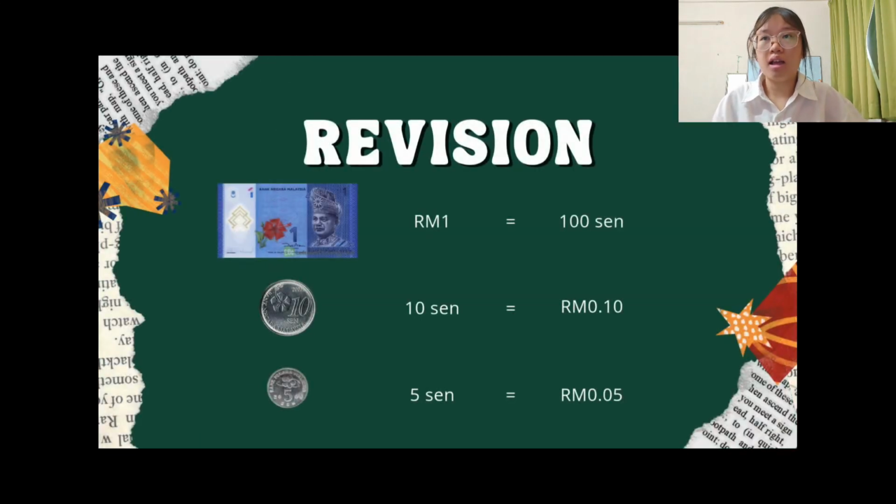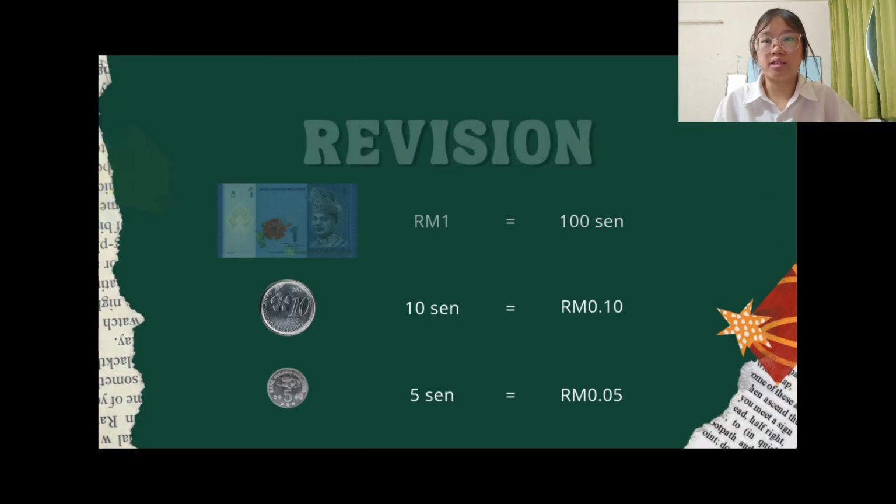Before starting the lesson, let's have a revision. It will be related to the subtopic we have to learn later. First, 1 ringgit is equal to 100 cents. Next, 10 cents is equal to 0.10 ringgit. And we have to notice that 5 cents is equal to 0.05 ringgit.